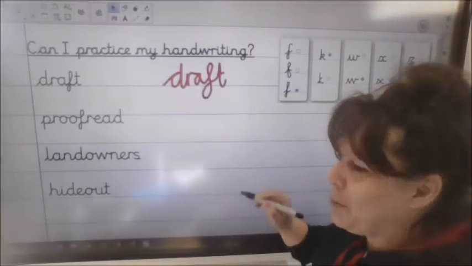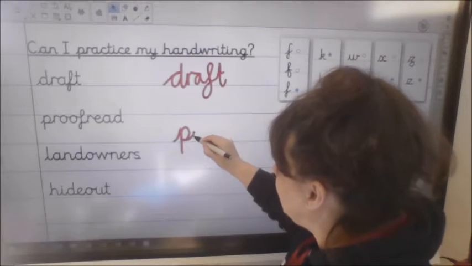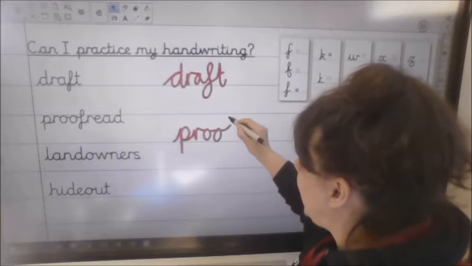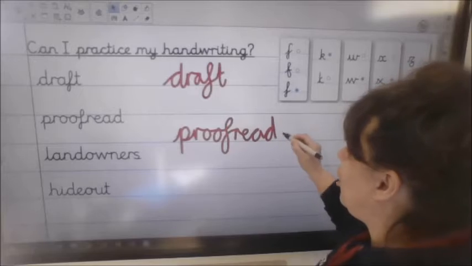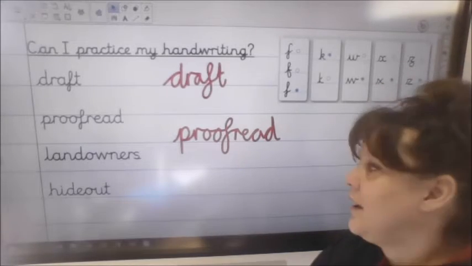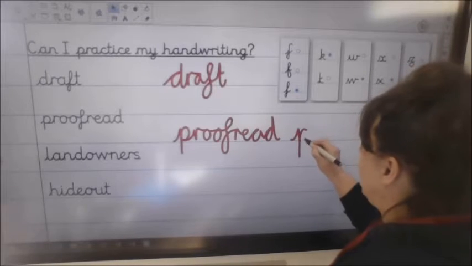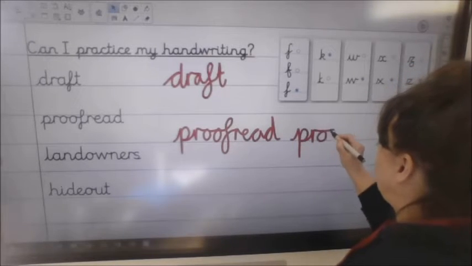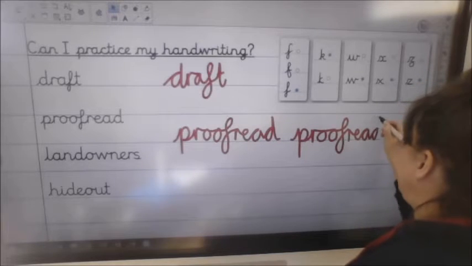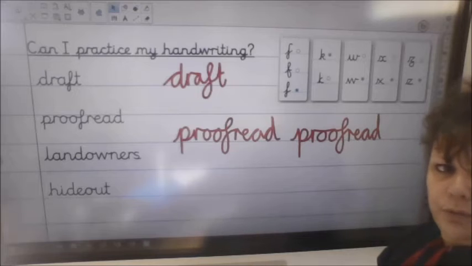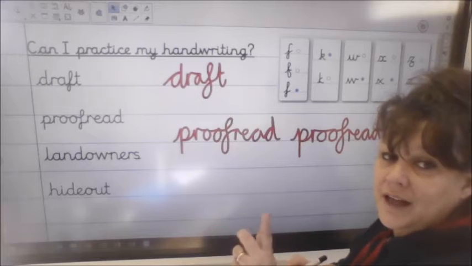So now we've got proofread. So I'll lead into my P, which sits on the line. It's not a capital. Two O's, then into my F, then into my R, E, A, D. Okay, so we'll do that again. My P sits on the line, into my R, double O, into my F, R, E, A, and then my D. Okay, proofread.